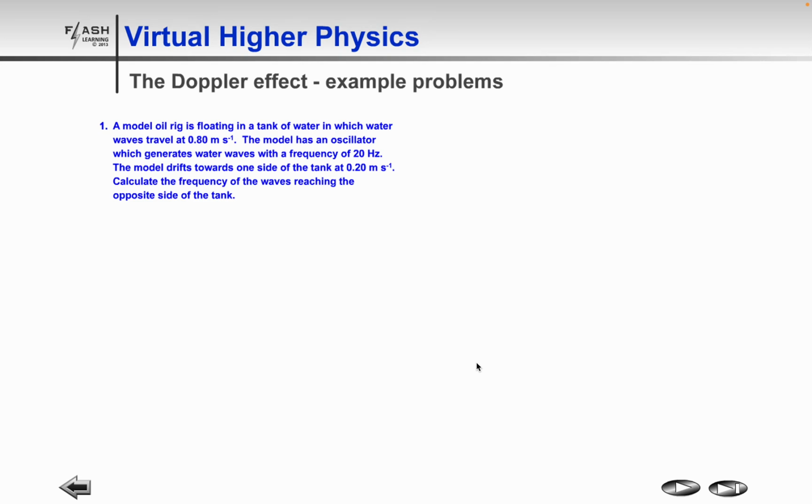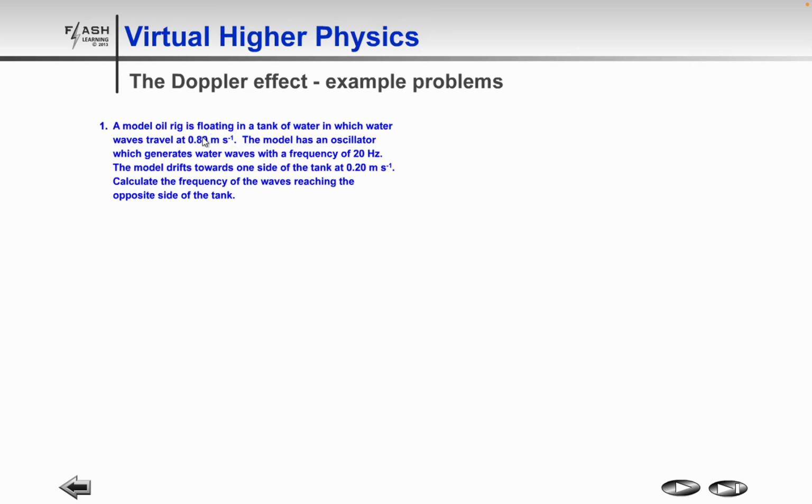In this video, we'll look at examples involving the Doppler effect. So in this first one, a model oil rig is floating in a tank of water in which the water waves travel at 0.8 meters per second. And the model has an oscillator which generates waves with a frequency of 20 hertz. The model drifts towards one side of the tank at 0.2 meters per second.